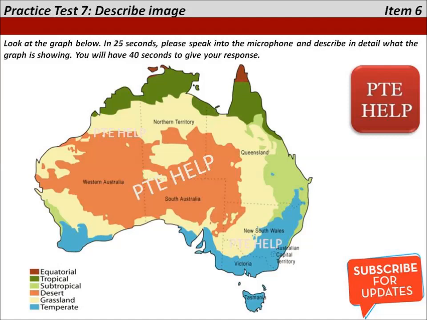Moreover, the extreme northern boundary covers tropical areas, followed by subtropical areas in the extreme eastern part. New South Wales, Australian Capital Territory and Victoria fall in the temperate zones. Surprisingly, there are very few equatorial areas.